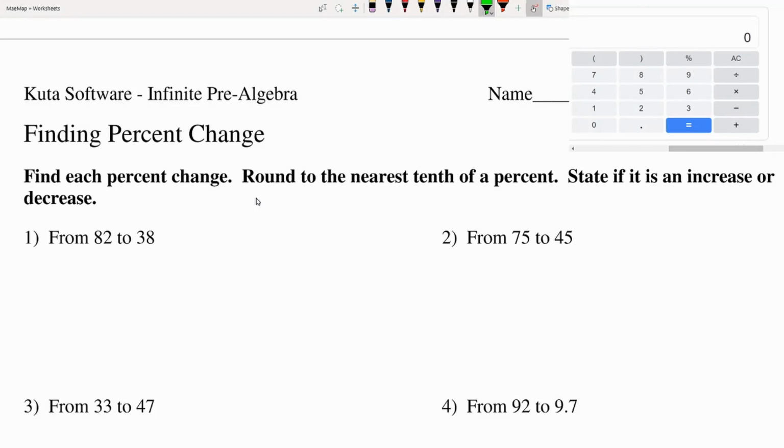Hello everyone! In this video, we're going to go over the KutaSoftware Infinite PreAlgebra free worksheet finding percent change.